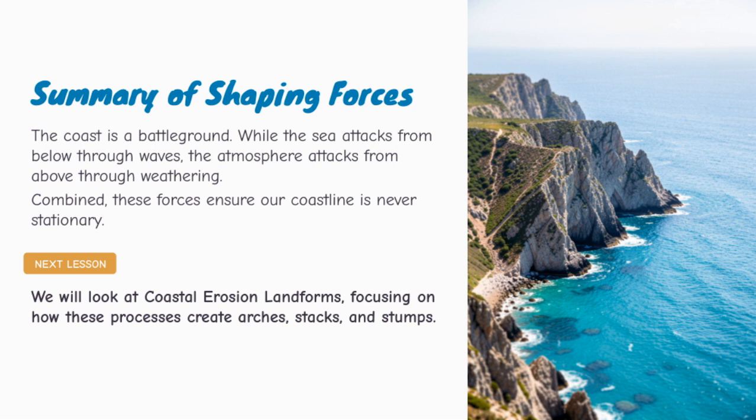This combination ensures that the coastline is never stationary. Even if the sea is calm for a while, the cliff may still be weakening. Even if a sea wall protects the base, the cliff may still be affected by rainfall and slumping. In the next lesson, we will look at how these processes create coastal erosion landforms such as caves, arches, stacks, and stumps. The key idea from today is coastal retreat happens because cliffs are attacked from both above and below.